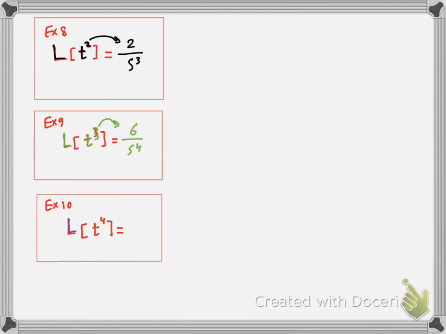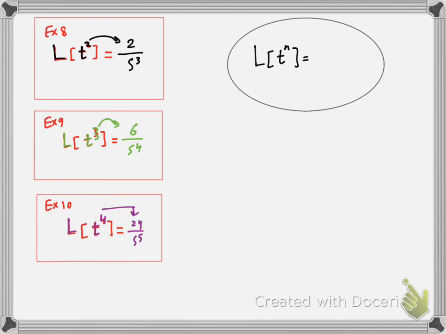Moreover, to compute the Laplace transform for t to the power 4, I will take the 4 here, and it will be 4 factorial divided by s to the power what? 4 plus 1. Then 4 factorial means 4 multiplied by 3 multiplied by 2 multiplied by 1. And down here I have s to the power 5, which will be 24 divided by s to the power 5. Then in general, the Laplace transform for the function t to the power n will become n factorial divided by s to the power n plus 1.